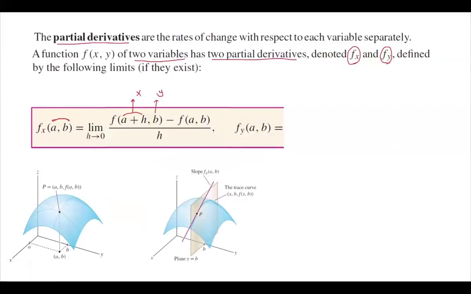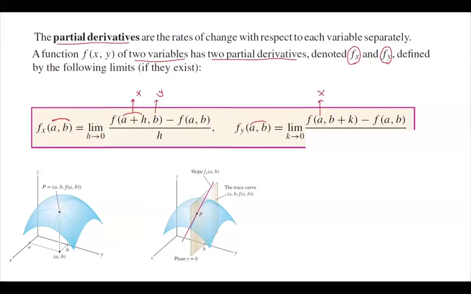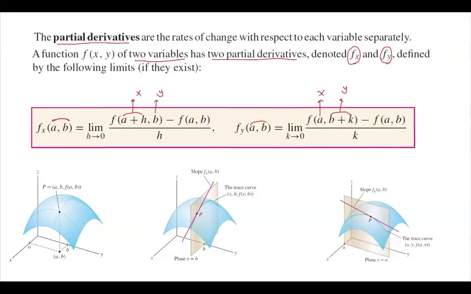Then the partial derivative of f with respect to y at point a and b is equal to the limit of f of a and b plus k. So instead of x, we're using a, and instead of y, we're using b plus k, minus f of a and b, divided by k as k goes to 0. Here is another visualization explaining what is happening when we are talking about the rate of change with respect to x and the rate of change with respect to y.